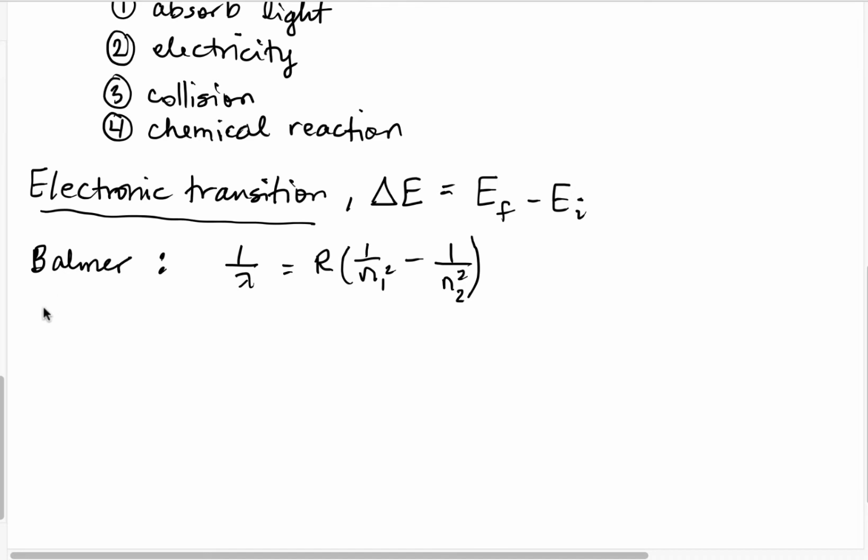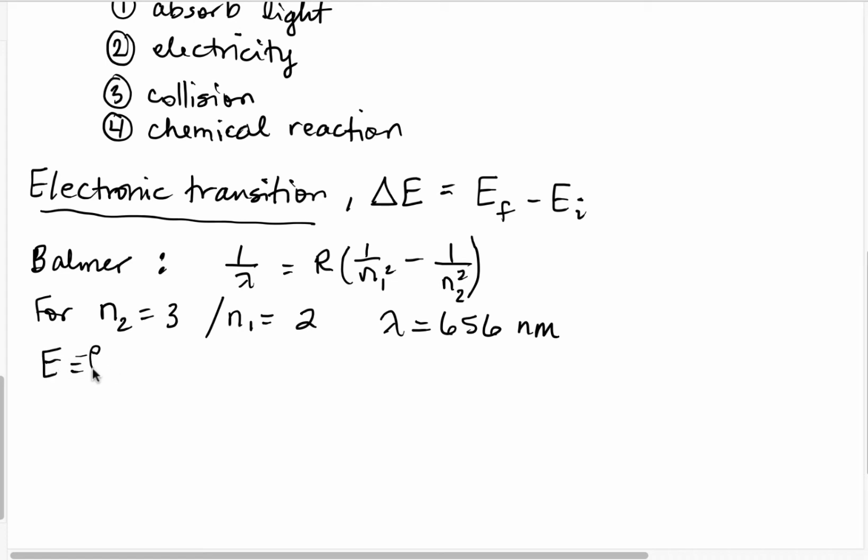And we remember that for n2 equal to 3 and n1 equal to 2, we got a wavelength of 656 nanometers. And now, since we have the equation E equals hc over lambda, we can understand what the energy of a photon is going to be based on its wavelength. So we can go ahead and calculate the energy for this wavelength. Okay, so you can pause the video and give this a try, just based on 656 nanometers.